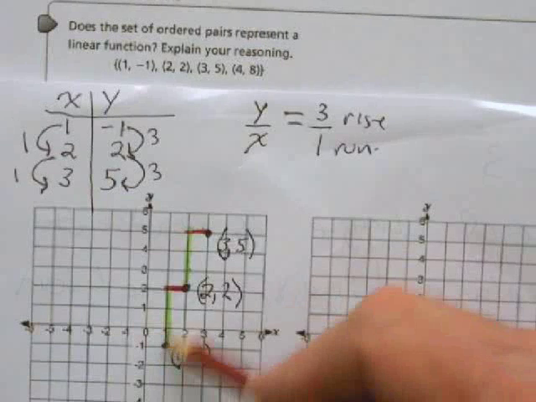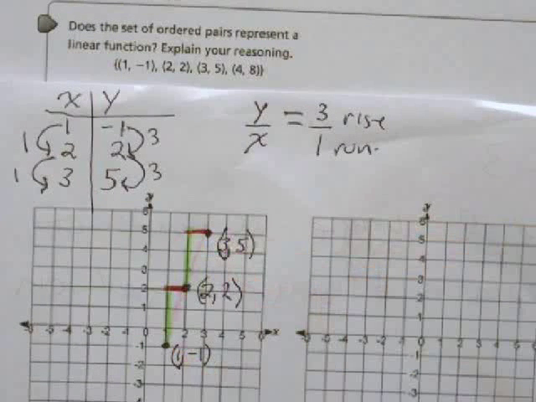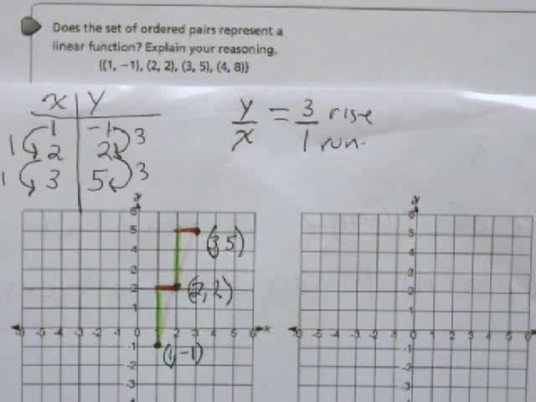Drawing this line, I can see that I've got a slope of 3. All right, so yes, this is a function. I know it's a function because the rate of change, the slope, is constant. And it's a linear function, of course, because it's creating a graph of a straight line between those points.